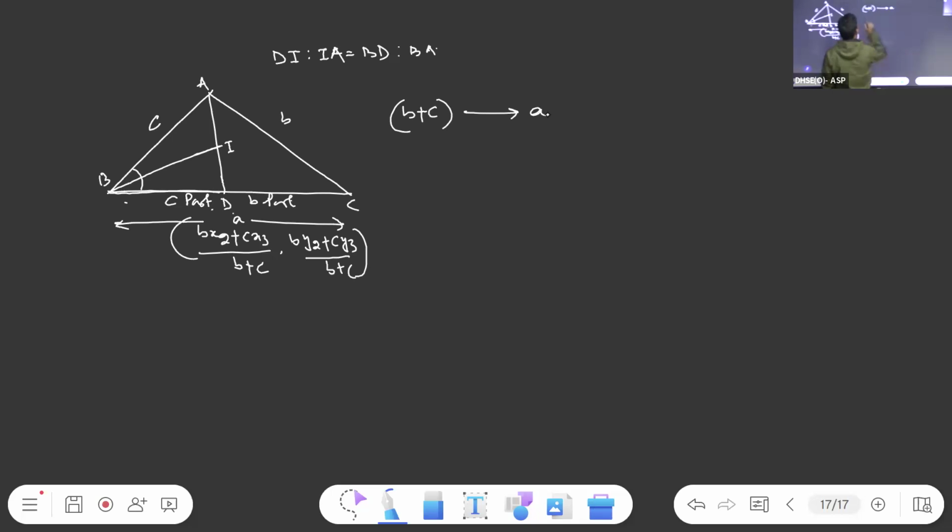Is this clear? Then apply the unitary method. If B plus C parts equal length A, then one part will be A upon B plus C. We have to find the length BD. BD is the C part, so the C part will correspond to length AC upon B plus C. Is this clear, Subhanshu? Arnav?